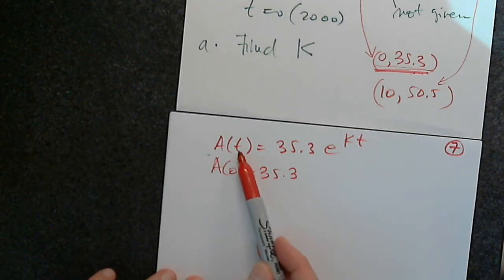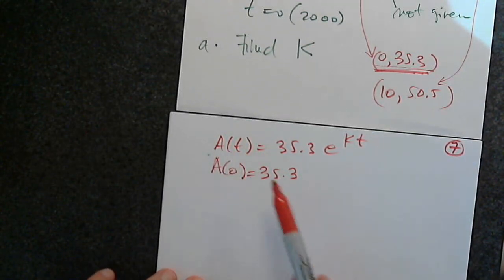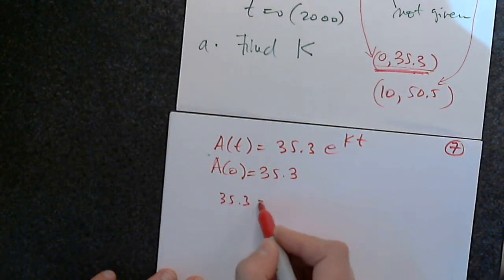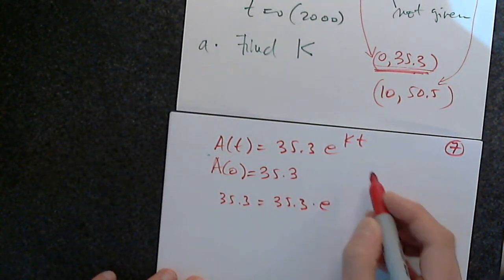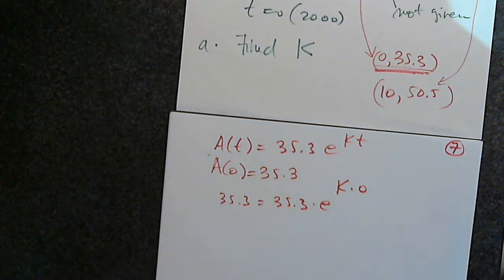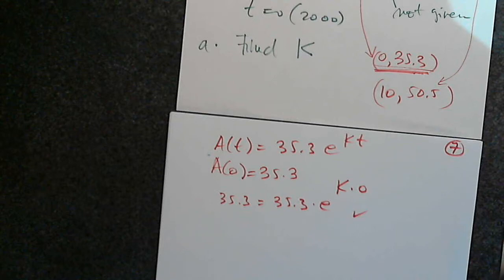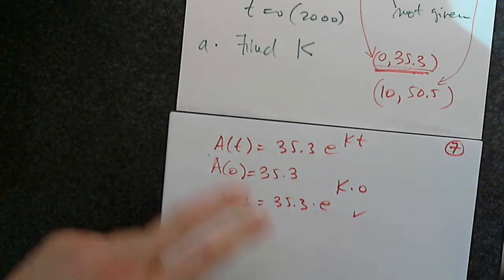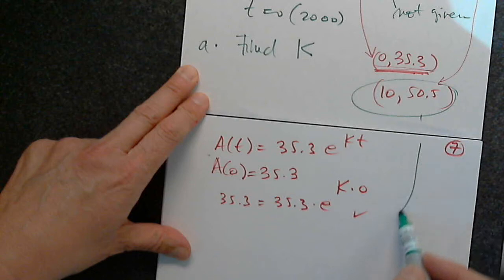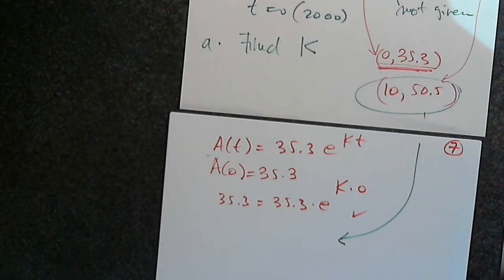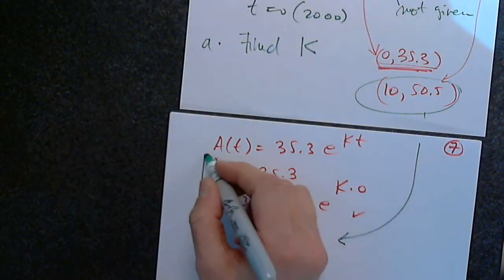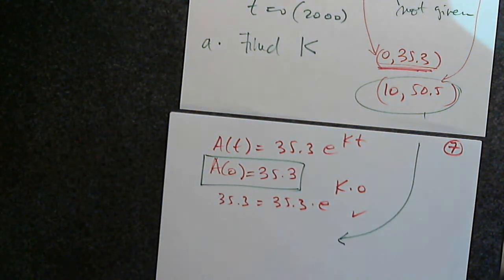So when we plug in 0, in the left-hand side, we get 35.3. This is 35.3 times e to k times 0. But how much is k times 0? How much is e to 0? Very good. So the first point was already put in the equation for us. But the second one is not, or wasn't. Can anyone give us an equation for the second point? In the same way we wrote the first equation for the first point. So A of 10. Very good. Equals 35.